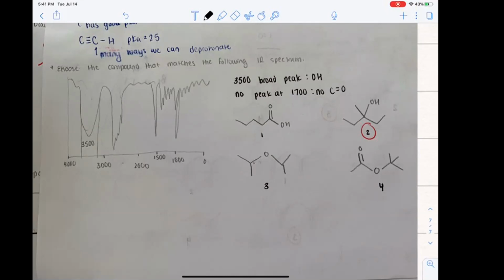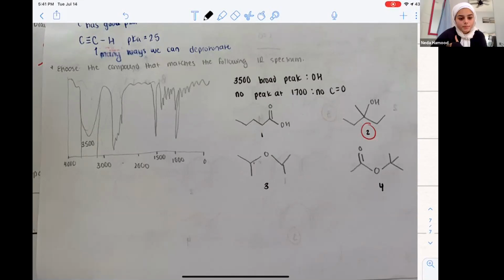Don't we have an NH bond because of the 3500, like the first curve? All right, so that 3500 is our OH bond, not NH. NH is 3500 to 3200, but none of the options here have an NH. So that means that this is not an NH bond. That means that it would be an OH.